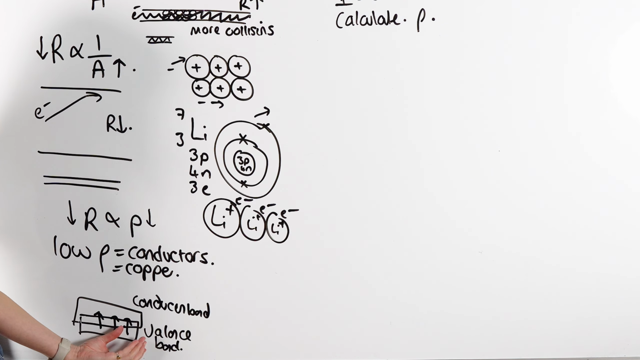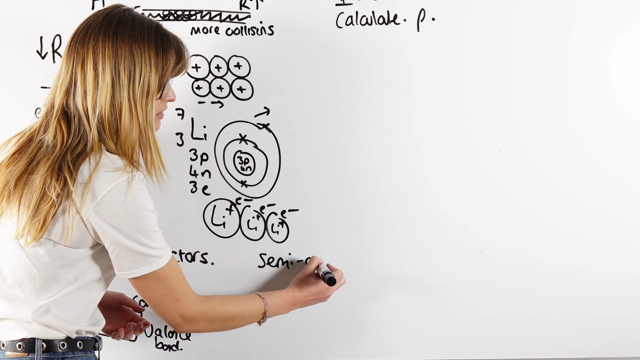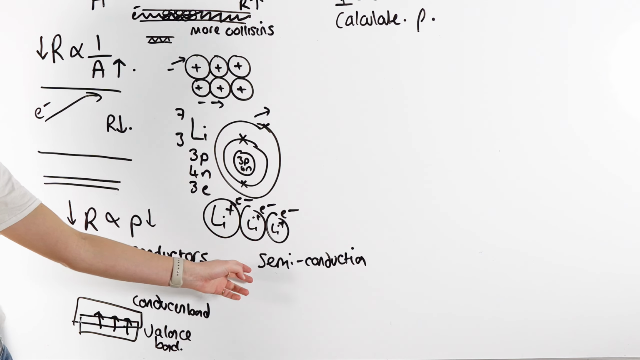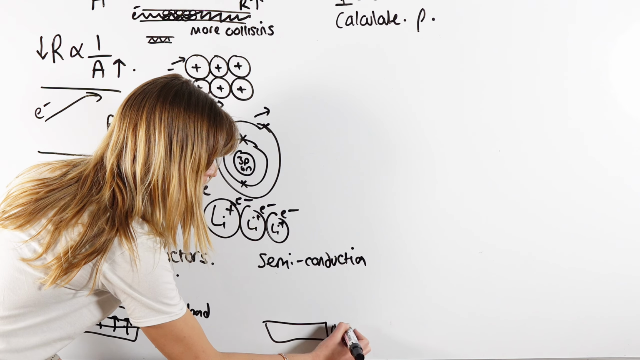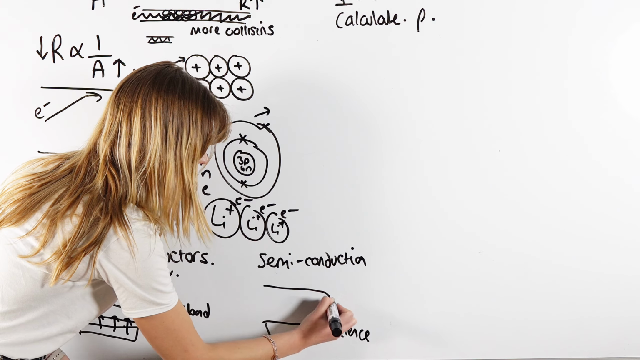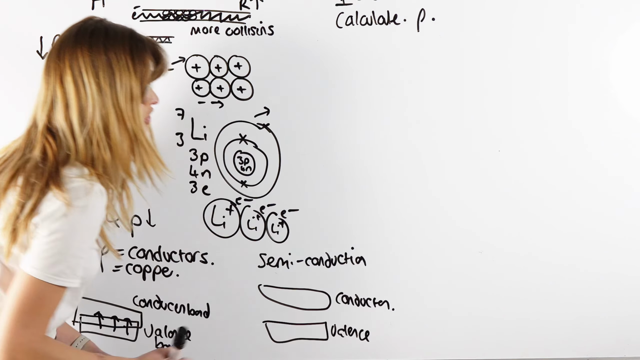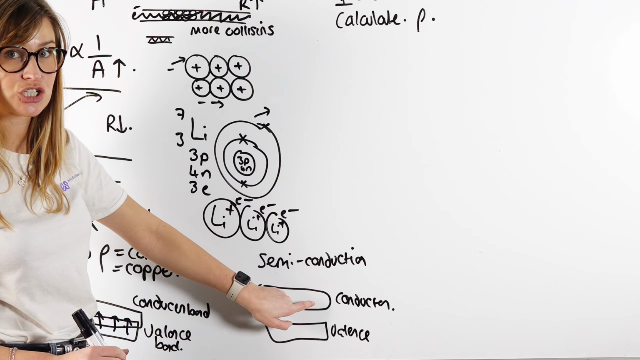There's loads of free electrons. You might think about a semiconductor. A semiconductor is something like your silicon. How it works is there's a gap between the valence band and the conduction band. Again, if I want things to conduct electricity, I need electrons to be in that conduction band.